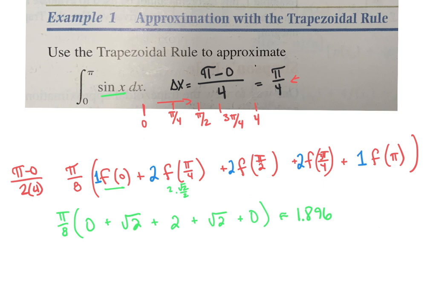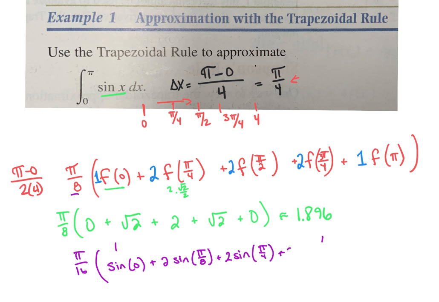If I did this with 8, a couple things would change. Instead of my walking being pi over 4, it would be pi over 8. And out here, I would actually have pi over 16, okay? And then I would say, well, I need the sine of 0, right? And then I need 2 times the sine of pi over 8, right? Because I'm going in eighths now. And then 2 times the sine of 2 pi over 8, or pi over 4. And then 2 times the sine of 3 pi over 8.